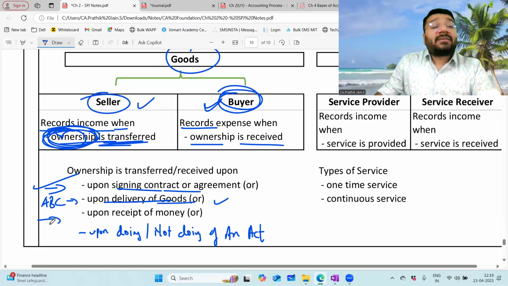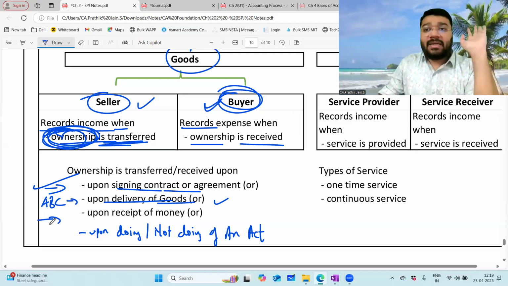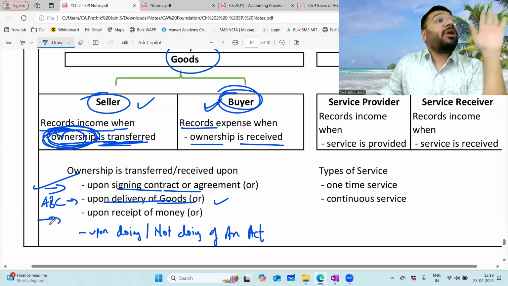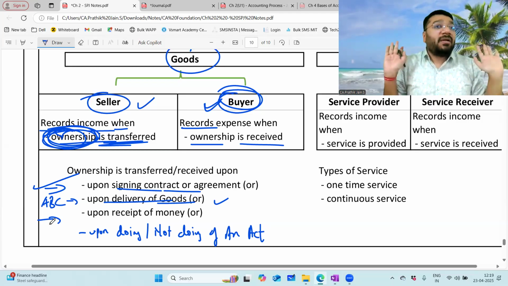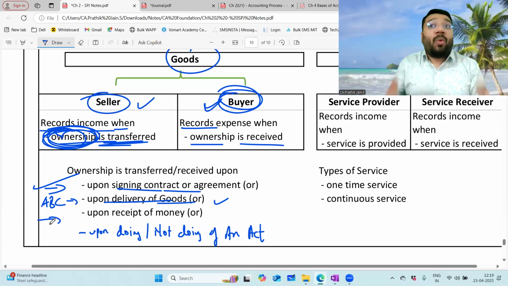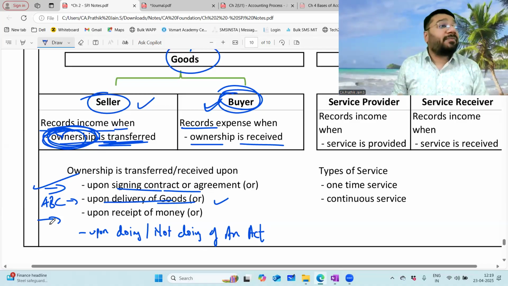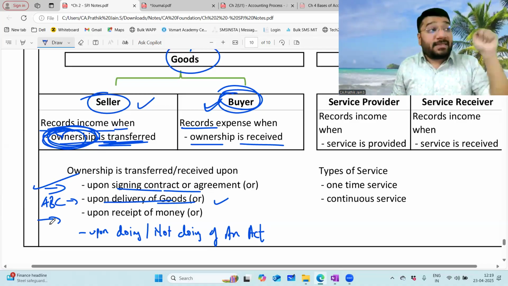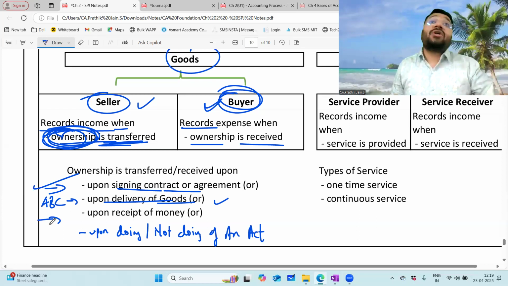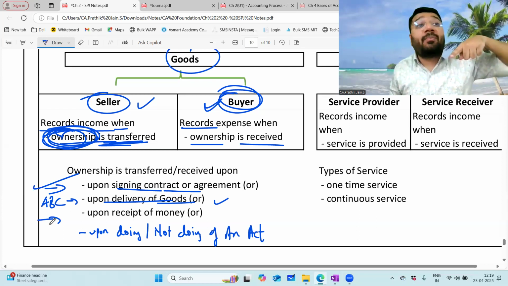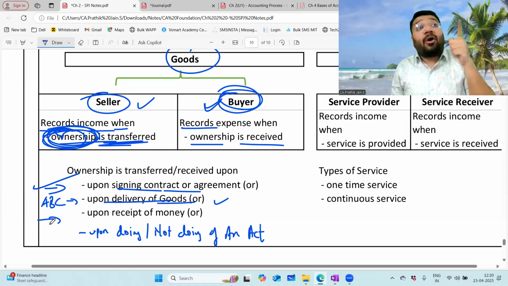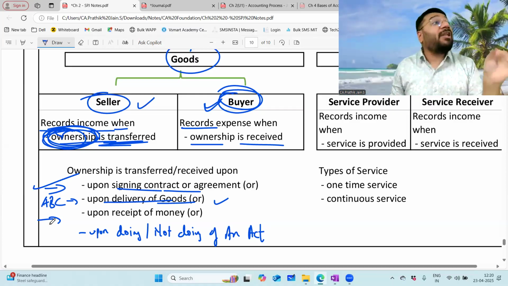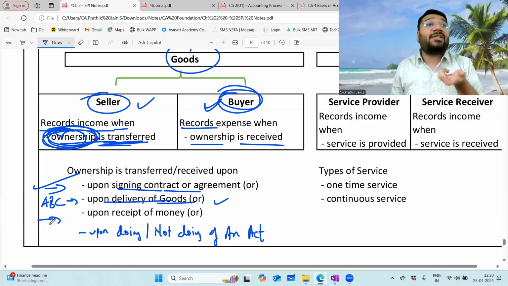Another option. Some enterprises will say, sir, in my business, I feel the ownership is transferred only when I receive money. If you give me money, ownership is transferred. Delivery is not the criterion. Receiving money is the criterion. So if in your company you account the sale only when the money is received, then that is your revenue recognition point. Revenue recognition point means income recording point. Revenue means income; recognition means recording the income. That is called revenue recognition.